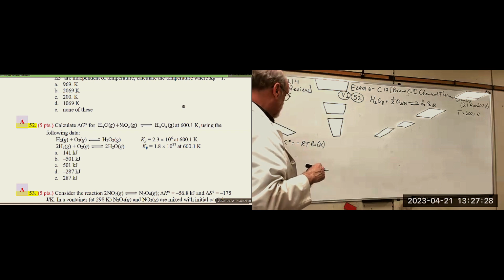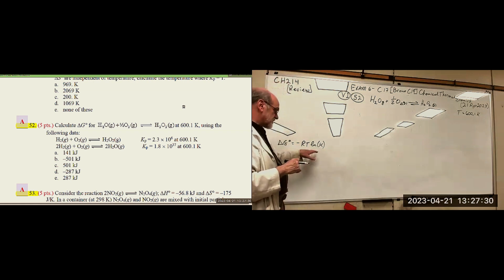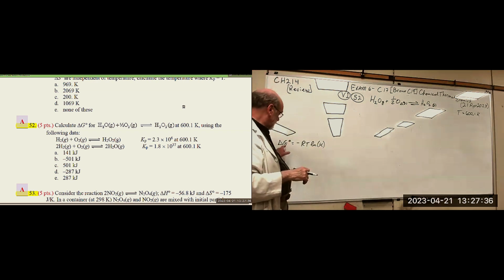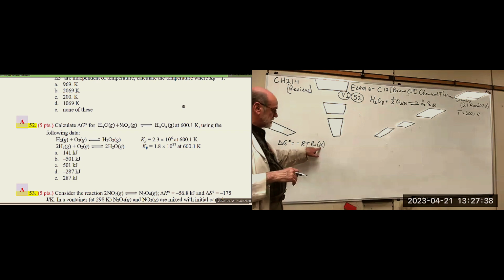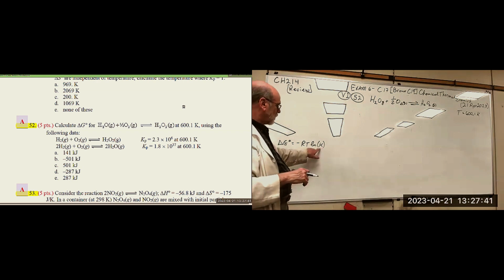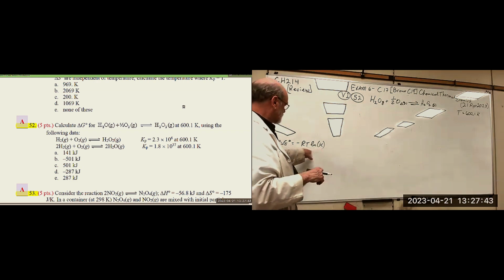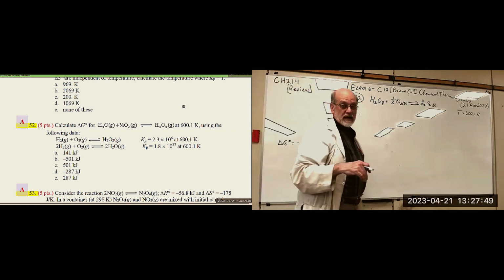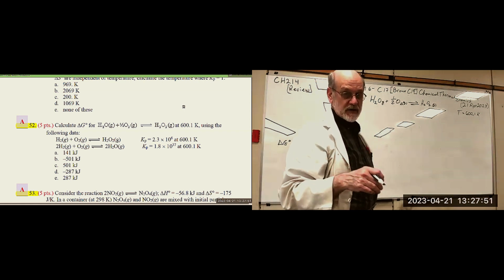So this actually says delta G0. All right. So delta G0 implies equilibrium. So we have to use this expression, and we have the temperature. We know what R is. We have to find the K value for that reaction, and that's where these other two reactions come in.